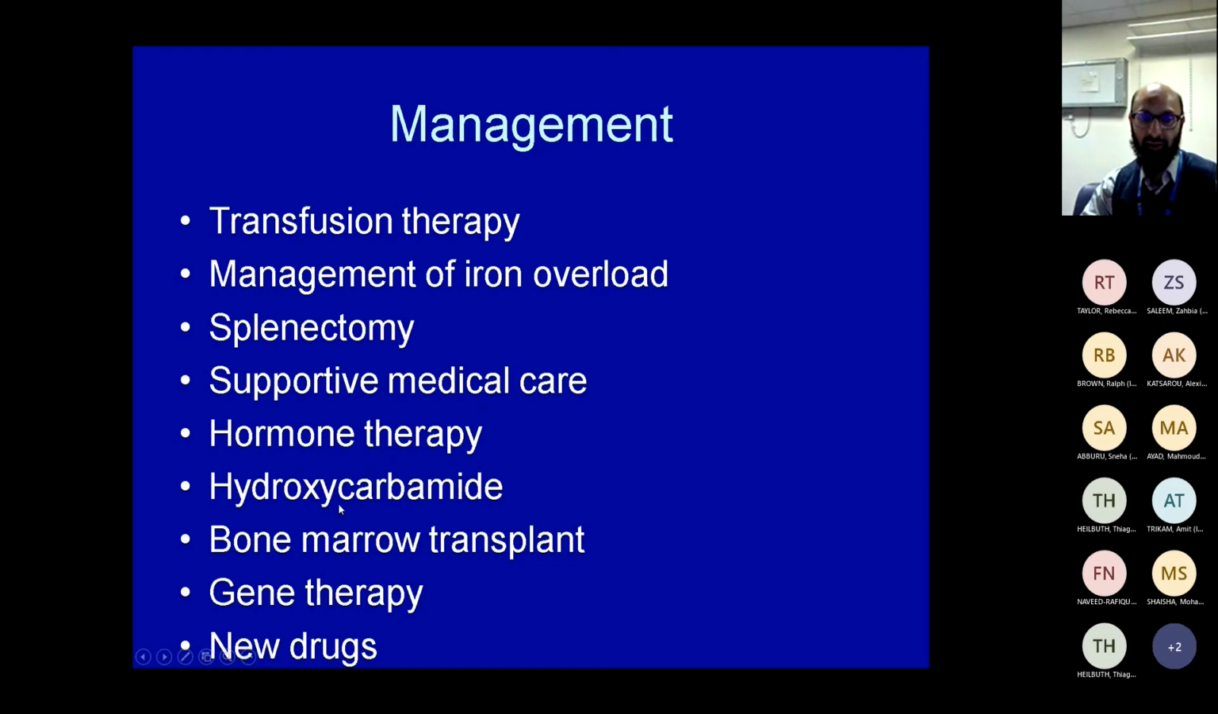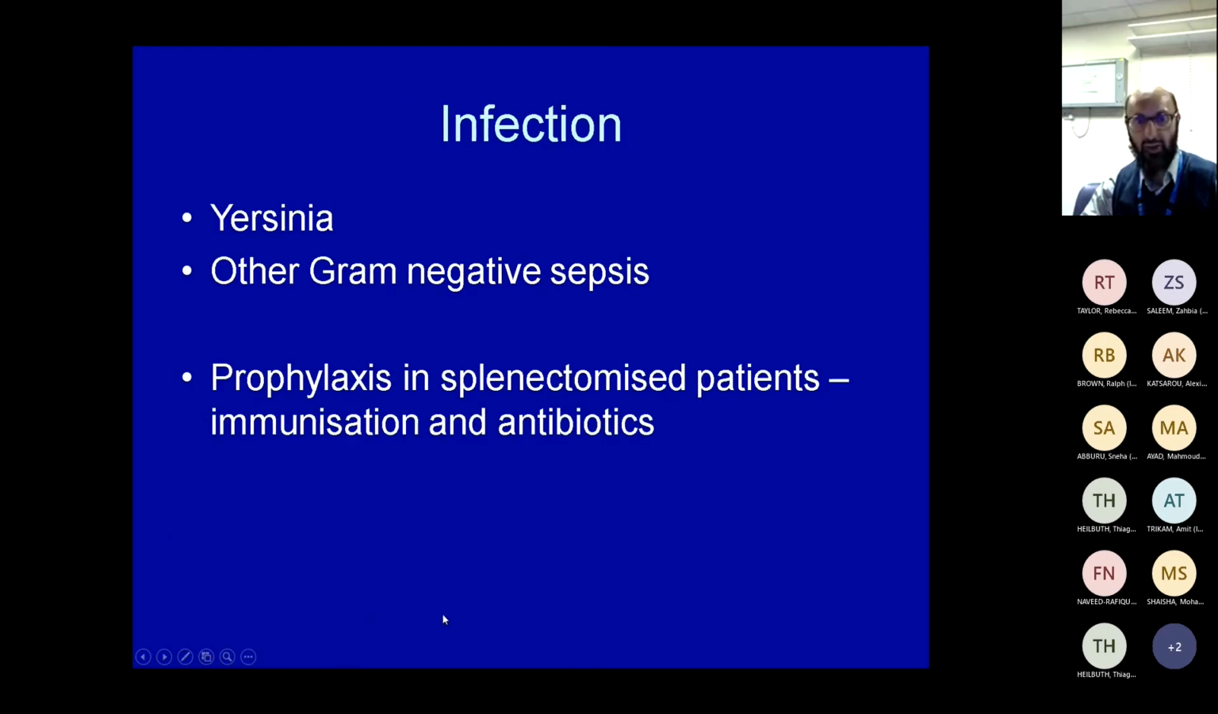Hydroxycarbamide may be of benefit in certain individuals, particularly if they have certain genetic modifiers like the XMN1 polymorphism in the gamma globin gene, which responds to hydroxycarbamide treatment. And then a minority of patients will be put forward for and eligible for bone marrow transplantation and newer therapies, including gene therapy and newer drugs, which I will talk about later on.